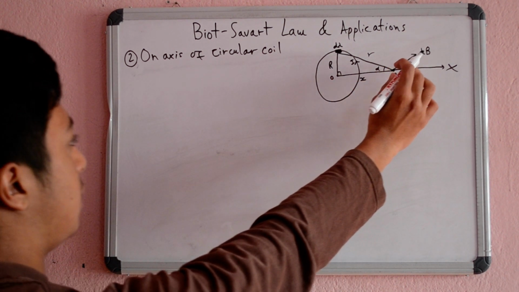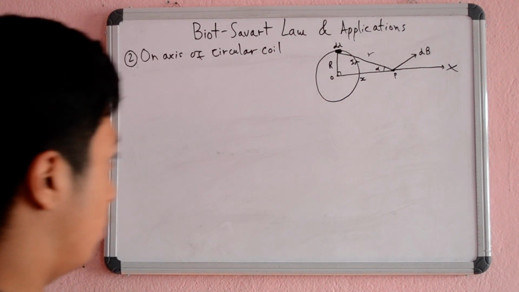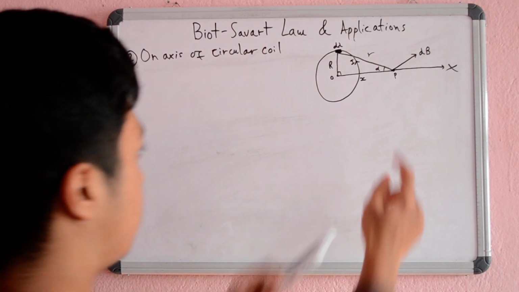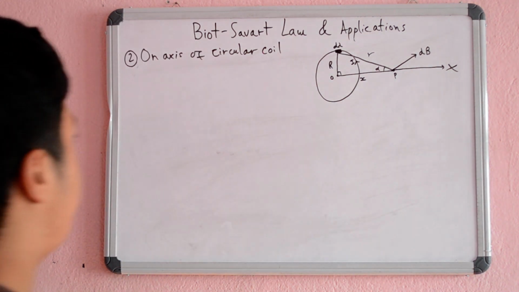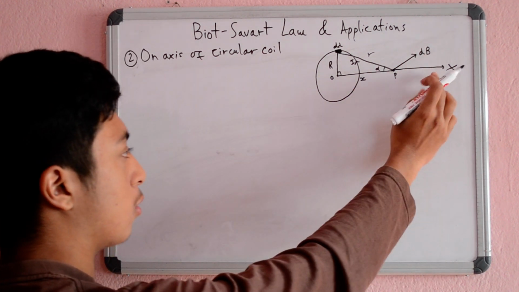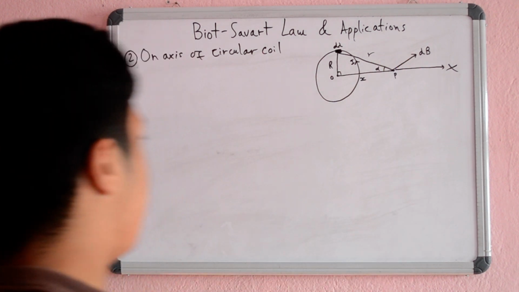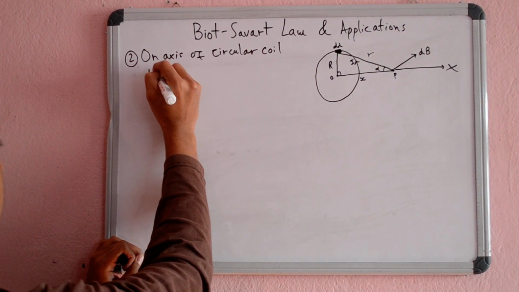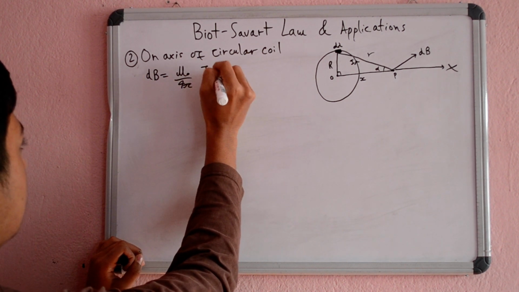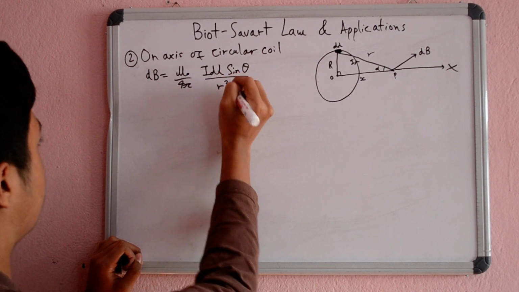This is the direction of the magnetic field given by the right hand rule. It goes like this, making a certain angle with the axis. Here we need to find the horizontal component because it is giving off some angle. Let's write the Biot-Savart law, which is mu naught by 4 pi I dl sine theta by r square.